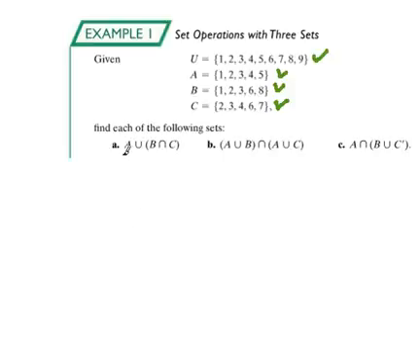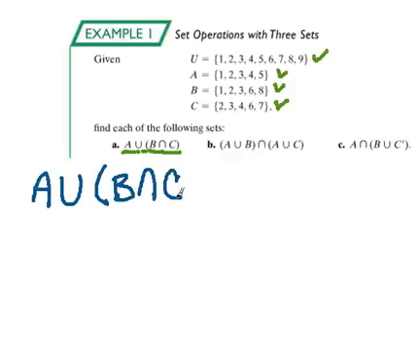Now, let's do this first part A. It may help to sort of rewrite it. So let me just use a different color here. What does it mean? A union B intersect C. That's very interesting. Remember, we're going to do the inside parentheses first. So let's do B intersect C.